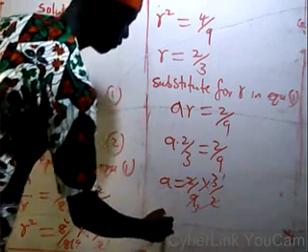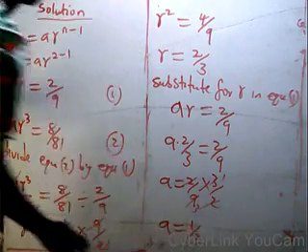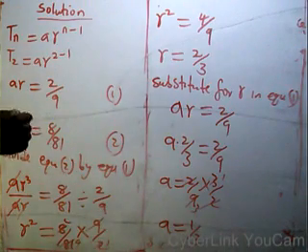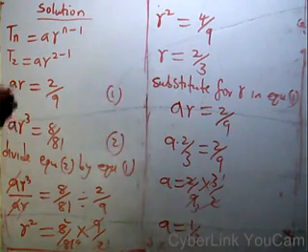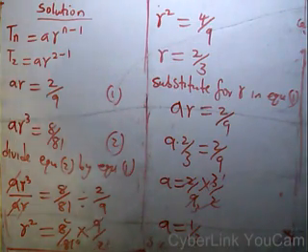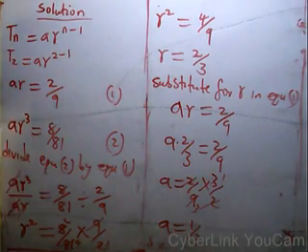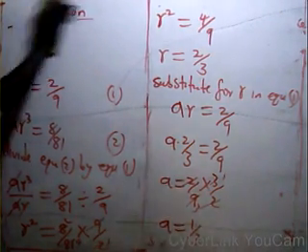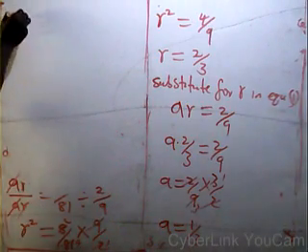So our a, which is the first term, is equal to 1 all over 3. So our first term is 1 all over 3. So we can now find our sixth term. Why? Because we know our first term, we know our common ratio, so we can find the sixth term. So our sixth term, which is of course a r raised to power 5.